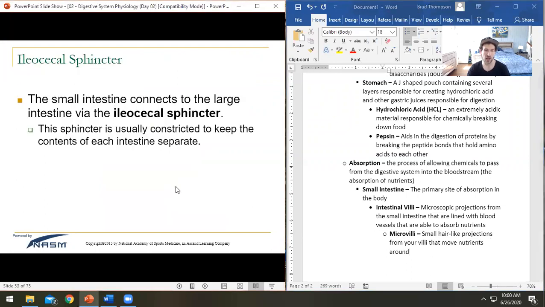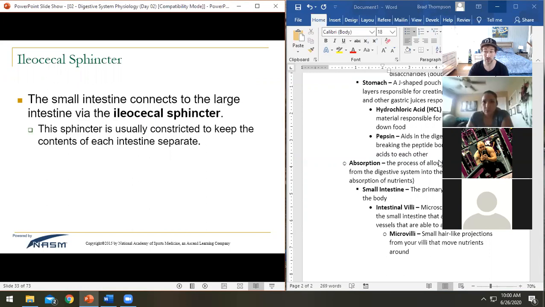Okay, so each small intestine is all connected via the ileocecal sphincter. And eventually your small intestine goes all the way down to the very end, and you've got your ileocecal sphincter, which is the separator between your small intestine and your large intestine. It's like food's not going to move into your large intestine unless it has been broken down. And by the way, you're only going to absorb the good nutrients. This is actually what's really awesome.